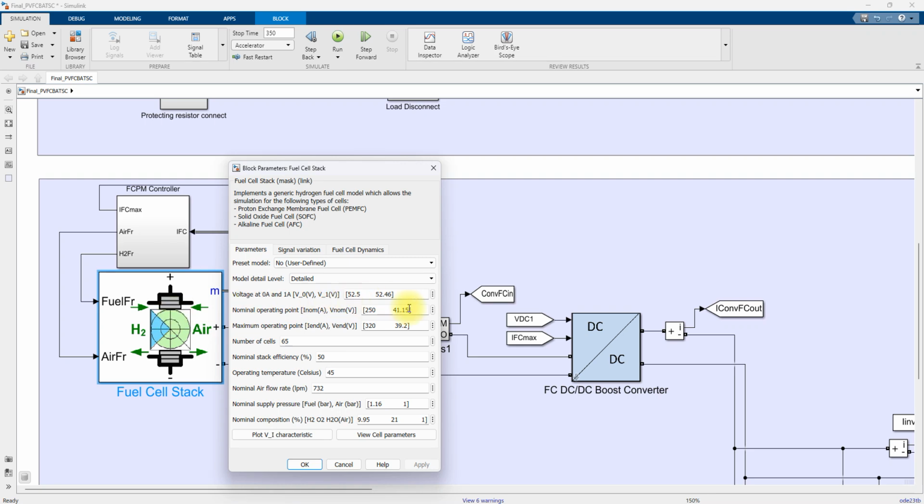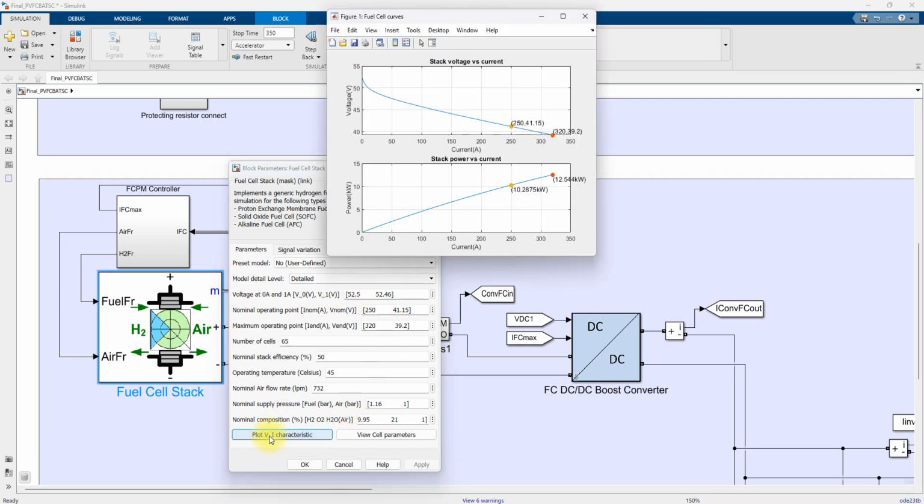So fuel cell rating is, you can see here, you can click that plot VI characteristics. Here you will see that rated nominal power is 10.2875 kilowatt, and then maximum power is 12.544 kilowatt, and nominal voltage is 41.15 volt, and current is 250 amps. At maximum power condition, the voltage will be 39.2 volt, and current is 320 amps for the fuel cell.